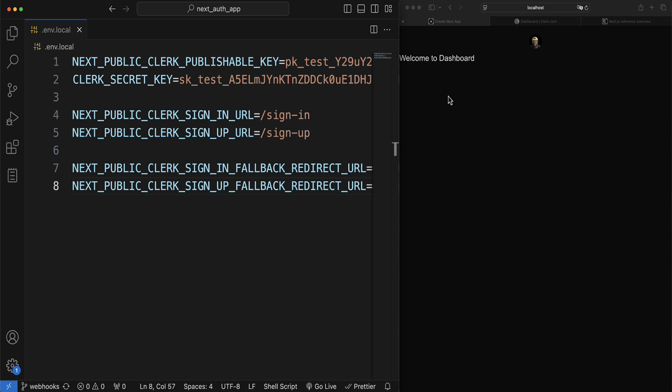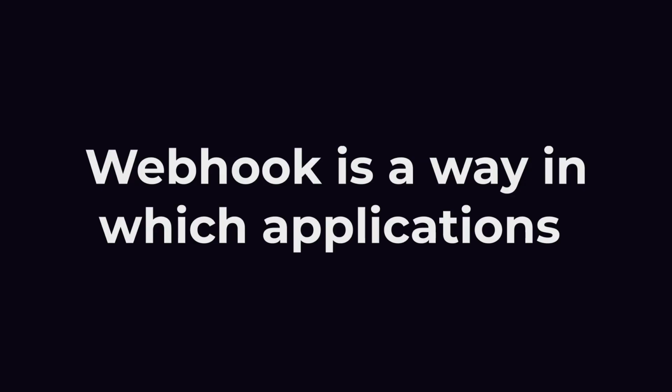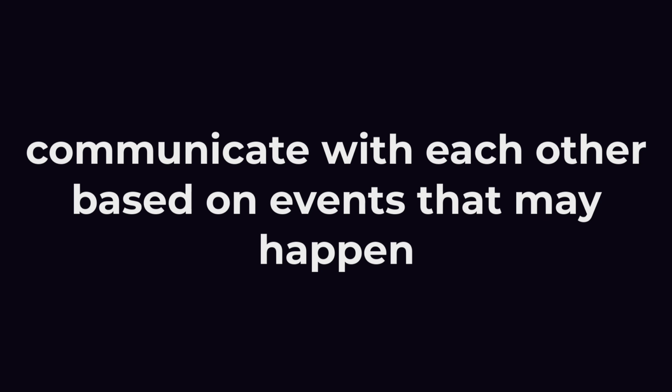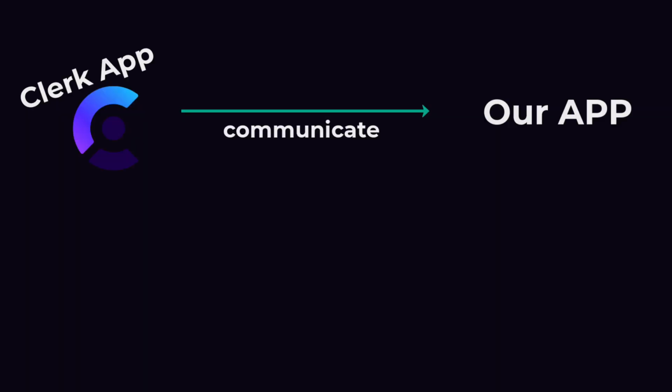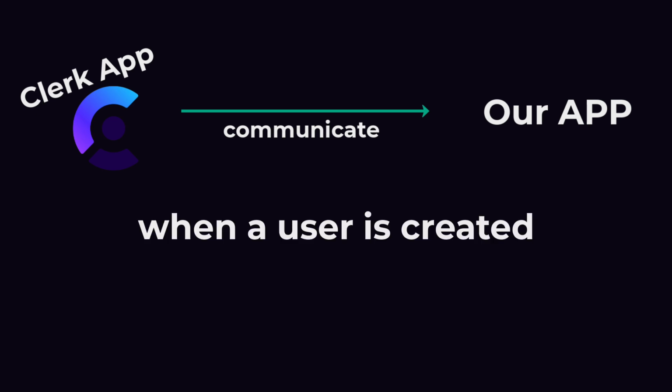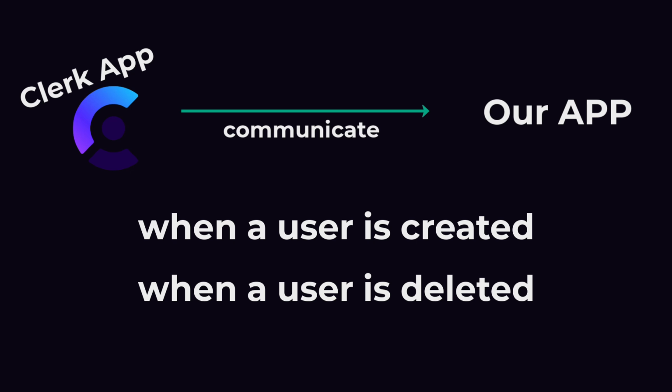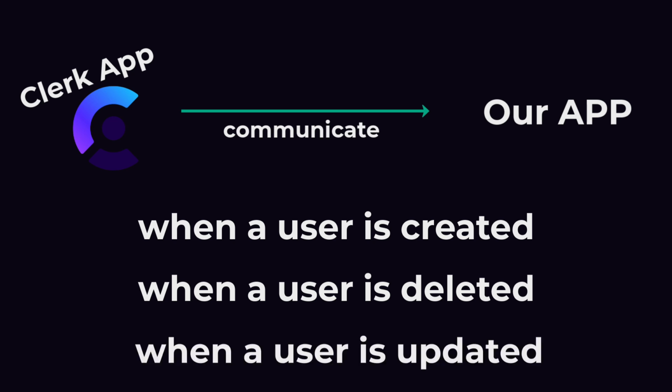So what are webhooks and how do we use the Clerk webhooks in our Next.js 15 application? A webhook is a way in which applications communicate with each other based on events that may happen. In our own particular case, we want to use Clerk webhooks. And this means that we want Clerk to communicate to our application or send some information or data to our application or even alert our application when certain events occur. For example, when a user is created or when a user is deleted or when a user's data is updated.